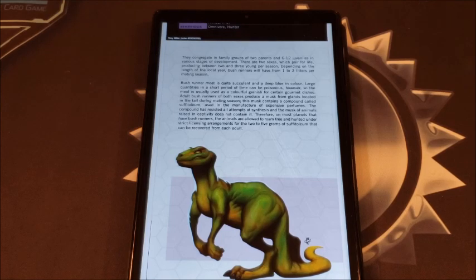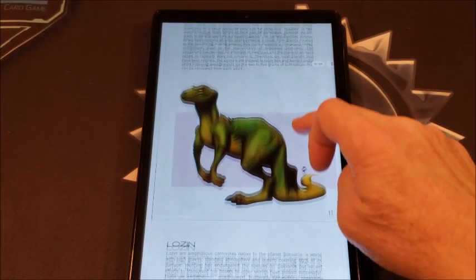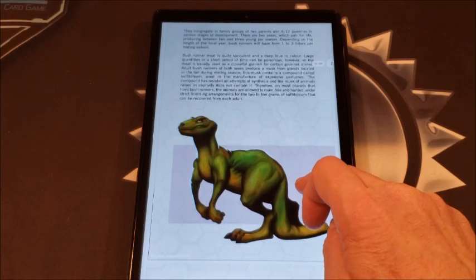Therefore, on most planets that have bushrunners, the animals are allowed to roam free and hunted under strict licensing arrangements for the 2 to 5 grams of sulfatolium that can be recovered from each adult. And there's the end of our look at the bushrunner.